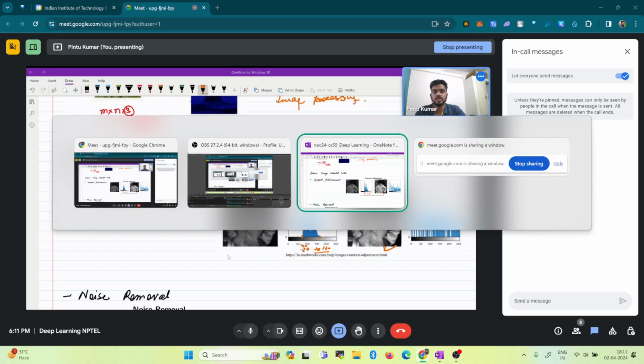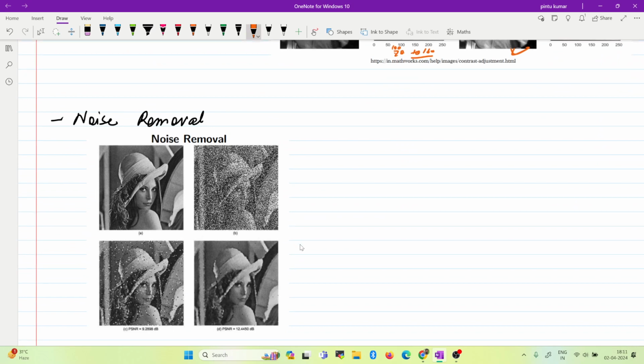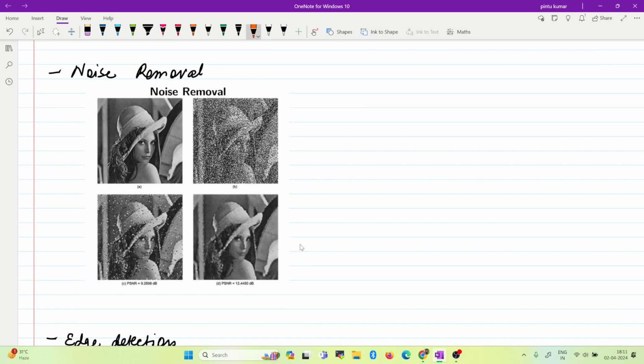So the second important task is something known as noise removal. Let's say somebody has added some noise to your data. Then how do you remove that kind of noise? This is again an important task. So this was your original image. Somebody has added noise to this image. Then there are two different algorithms that they have tried to use to remove the noise. This one has not been able to remove the noise completely. This has done slightly better, but still it is not very close to the original image.